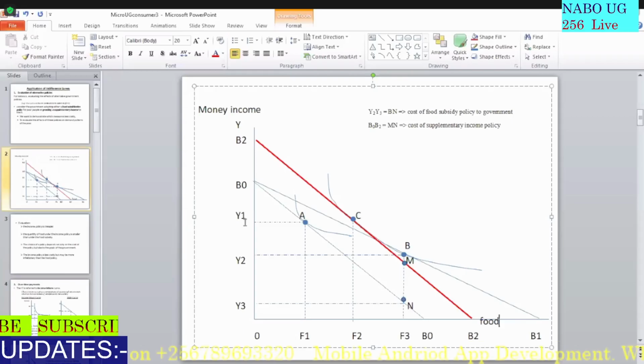So to this poor person, the price of food has reduced, and that means the budget line rotates outwards to B1. The budget line rotates outwards. So now he moves to a higher indifference curve and he settles at point B on budget line B1 here. So now he's at point B.